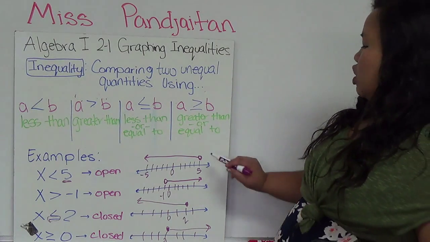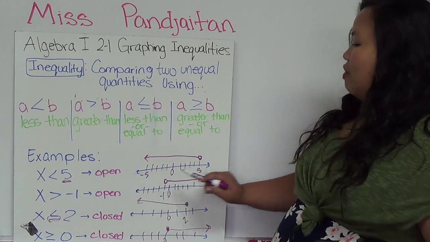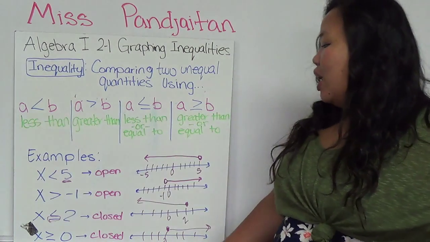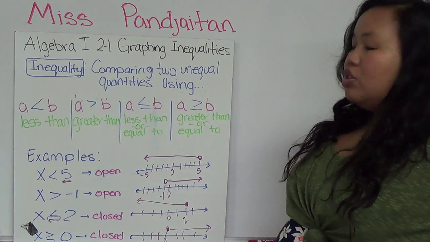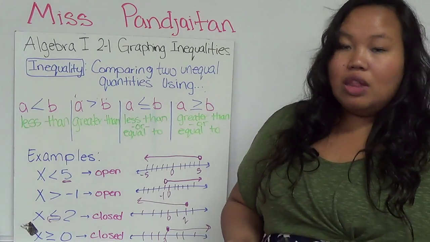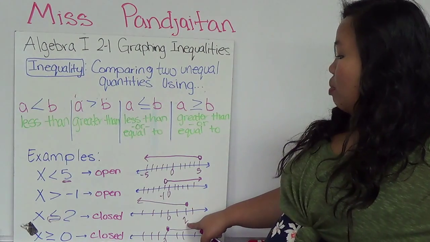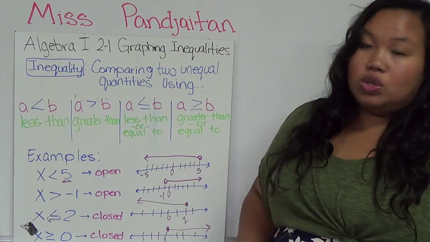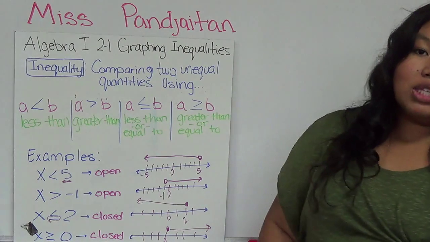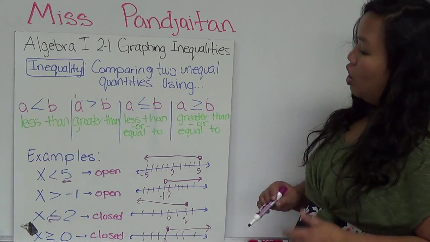So basically what that means is open circle means it does not include 5. This cannot be 5, but this can be 2. That's why I've included closed circle. So if you can remember it that way too: if I can include the number as my starting point, then I do closed circle. If I can't, then it's open circle. All right? So go ahead and pause the video, write this down, and we're going to go through some examples.